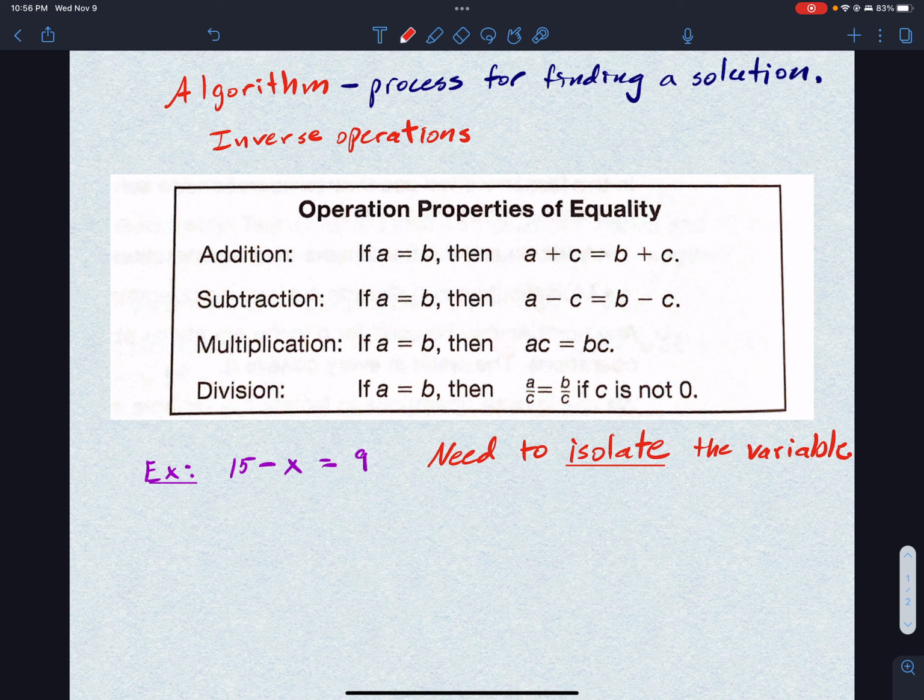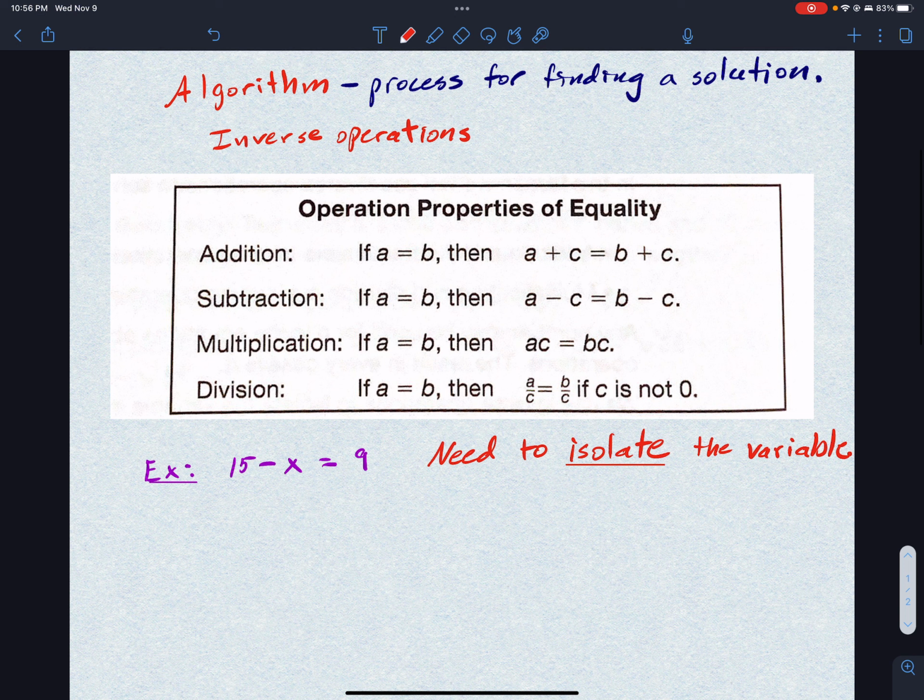If I have this 15 hanging out over here, well, I want to get rid of it. So how do I get rid of 15? I add the opposite of it. If it's a positive 15, well, if I add a negative 15, or instead just subtract 15, well, now it's gone. It disappears. And what am I left with on the left side of the equation? Negative x. But the problem is this.